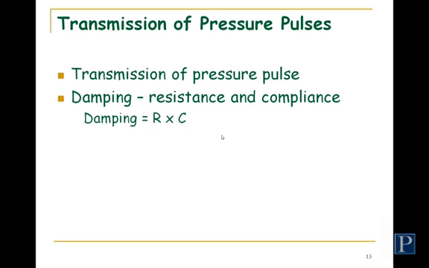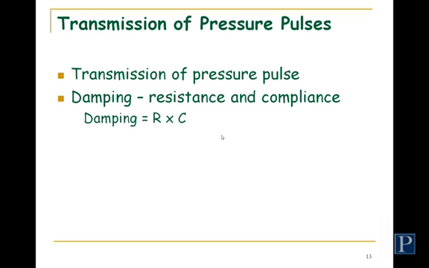What about compliance? According to the equation, the higher the compliance, the more damping that occurs. So you start getting some damping in the aorta because the aorta has got some compliance to it. But if you compare a single aorta to a single arteriole, or artery to a single arteriole, compliance decreases if you're looking at an individual vessel.